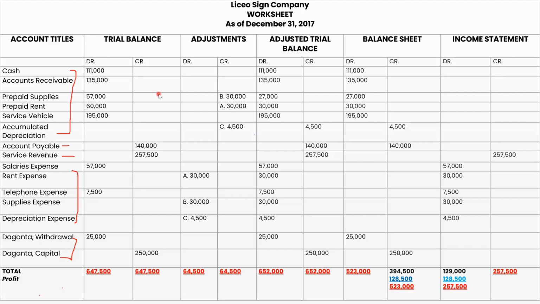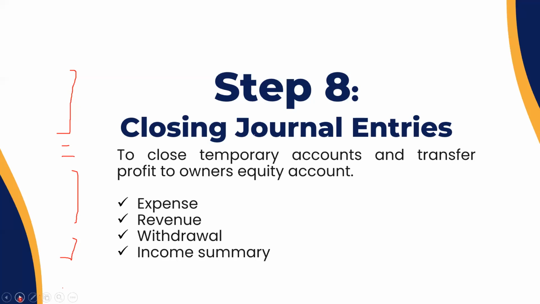So that's our worksheet. So that's step 6 and 7. So ipo-proceed ko lang muna ha. Balikan lang natin yung mga medyo malabo na part later on as we go on our discussion. Yung step 8 natin is closing journal entries. I just want to go through all steps para hindi kayo malito. Or I mean, para ma-cover natin lahat. Yung step 8 natin is, anong step 8 natin? Closing journal entries.